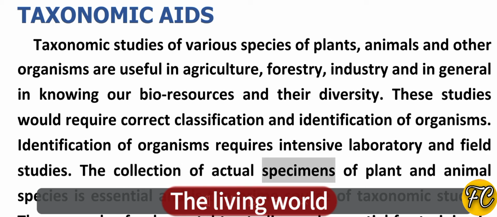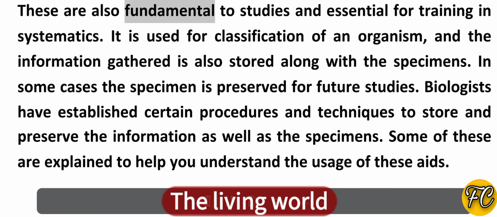The collection of actual specimens of plant and animal species is essential and is the prime source of taxonomic studies. These are also fundamental to studies and essential for training in systematics. It is used for classification of an organism, and the information gathered is also stored along with the specimens. In some cases, the specimen is preserved for future studies. Biologists have established certain procedures and techniques to store and preserve the information as well as the specimens. Some of these are explained to help you understand the usage of these aids.